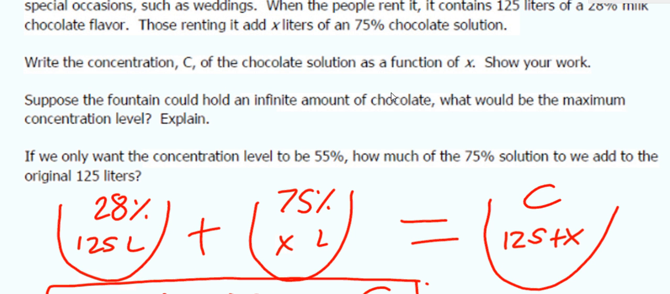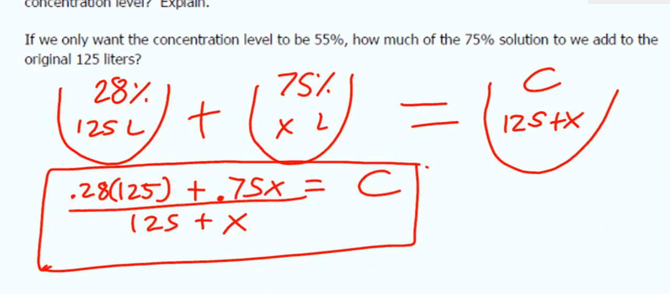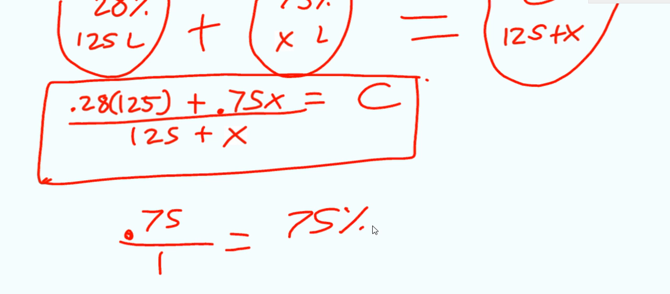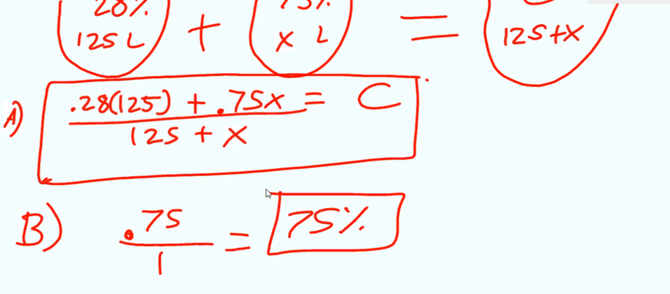Suppose the fountain could hold an infinite amount of chocolate. So if it didn't have that 1,000 liter capacity, what will be the maximum concentration level? If it was an infinite amount, that will be whatever the horizontal asymptote is of this function. Horizontal asymptotes are always the coefficient of x on the numerator over the coefficient of x in the denominator, which is 0.75 divided by 1, which will be 75%. If it was an infinite amount, but it's not infinite.